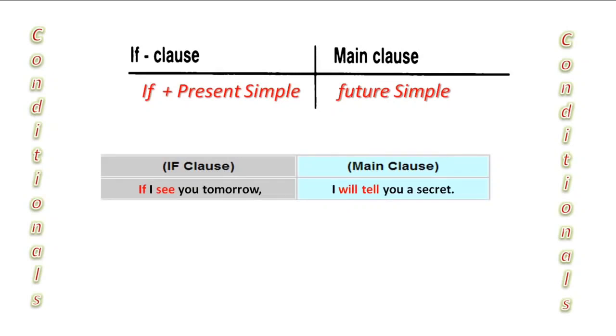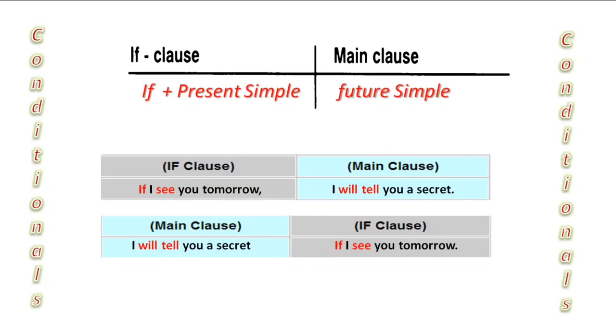Be careful, if the if clause comes first, you should put a comma between the two clauses. But if you begin with the main clause, no comma is necessary. I will tell you a secret if I see you tomorrow. This means that it is possible that I will see you tomorrow. So I'm talking about a real situation.